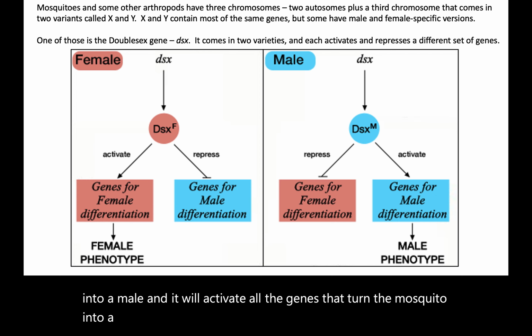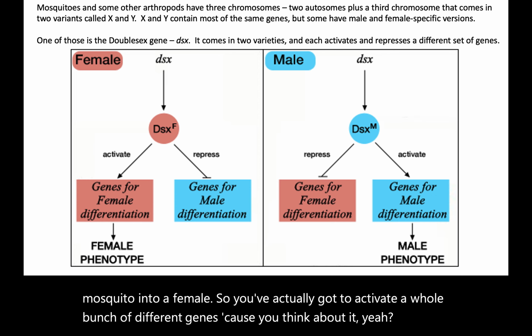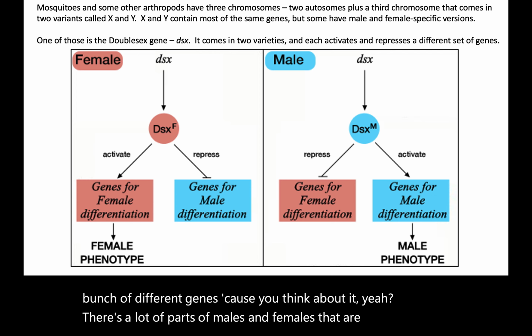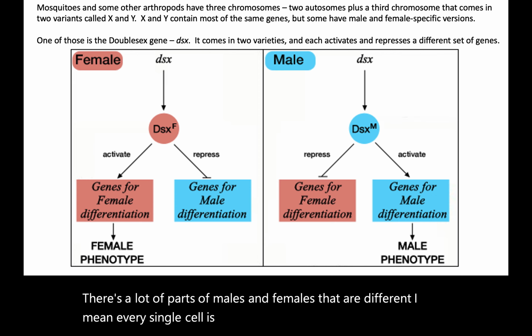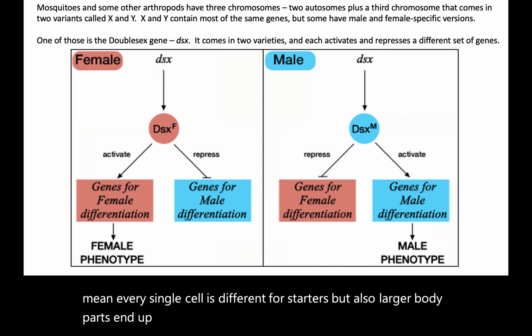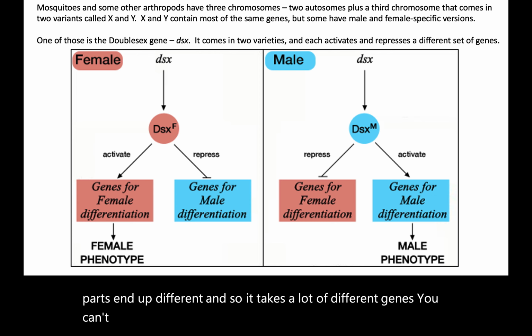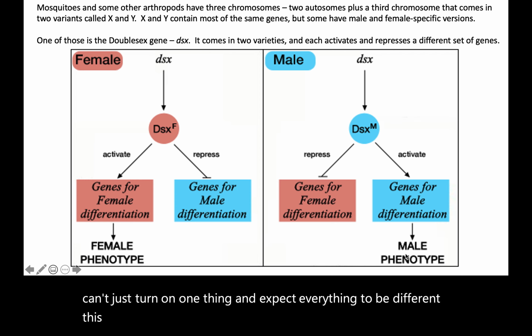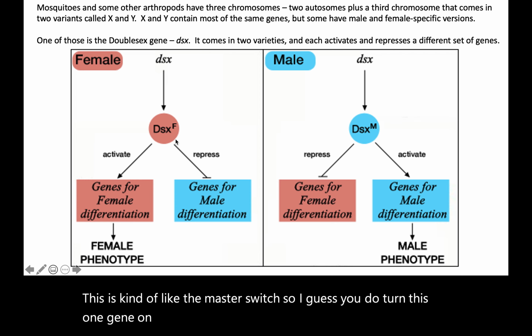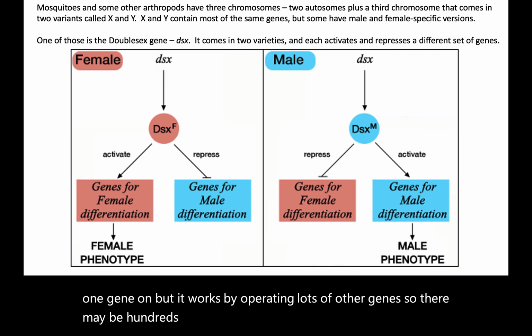So you've actually got to activate a whole bunch of different genes, because you think about it, there's a lot of parts of males and females that are different. I mean, every single cell is different, for starters, but also larger body parts end up different. And so it takes a lot of different genes. You can't just turn on one thing and expect everything to be different. This is kind of like the master switch. So I guess you do turn this one gene on, but it works by operating lots of other genes. There may be hundreds of other genes that it will actually affect.